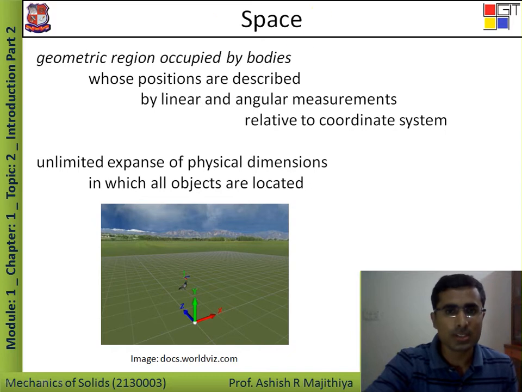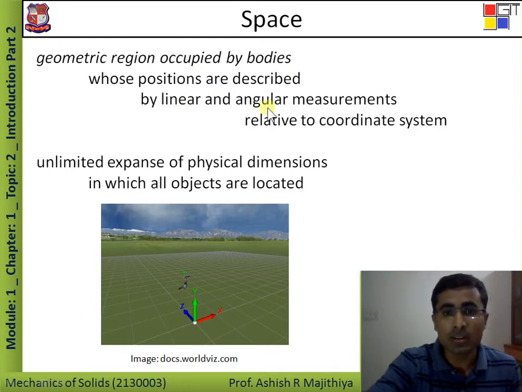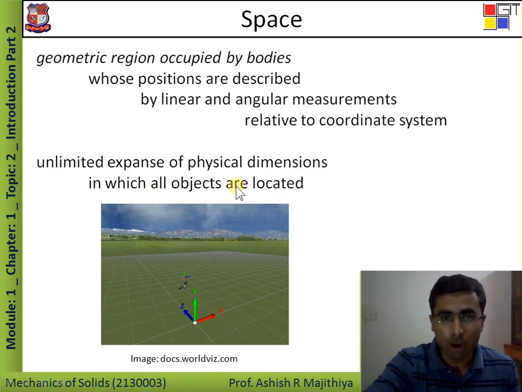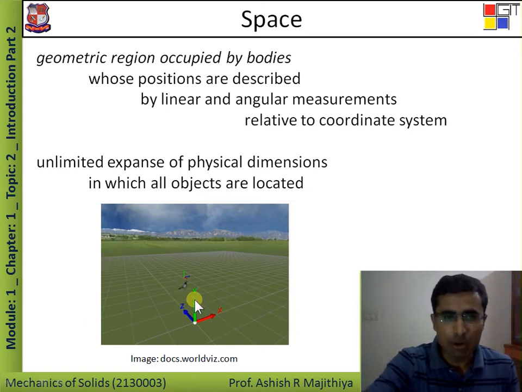The first definition is space. It is a geometric region occupied by bodies whose positions are described by linear and angular measurements relative to a coordinate system. So here a coordinate system is there. What is space? Space is an unlimited expansion of physical dimensions in which all the objects are located. So any object in the space that can be located through this coordinate system is considered inside the space.